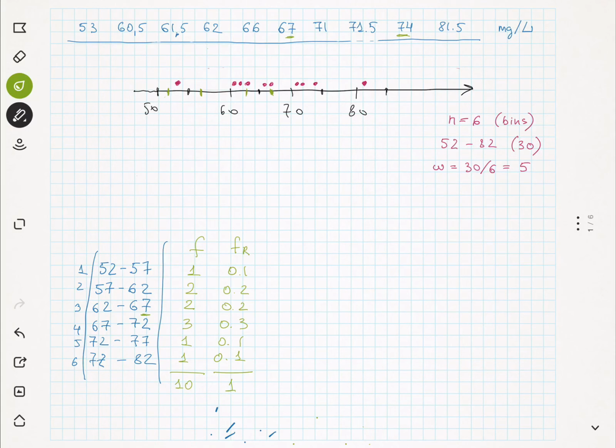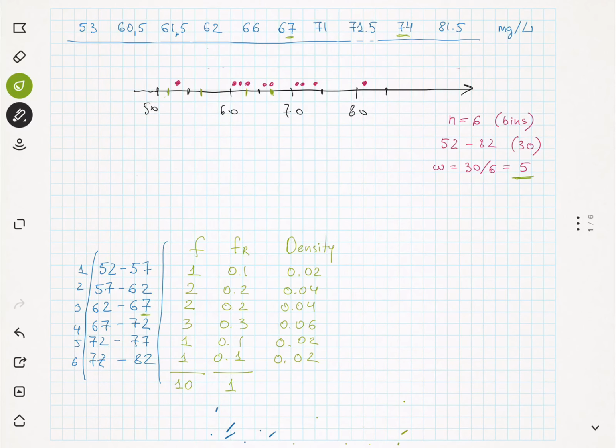Okay. Now we need to calculate the densities. You remember that density is the relative frequency divided by the width of the bin, and we know that the width of the bin is 5. So we just need to take 0.1 and divide it by 5, and so on. In this case it will be 0.02, 0.04, 0.04, 0.06, 0.02, and 0.02. Okay, so those are the densities.